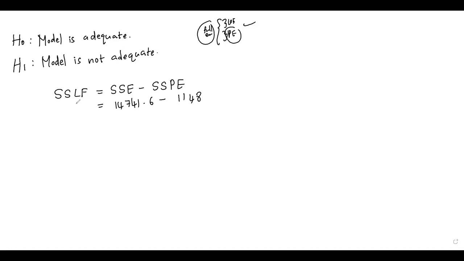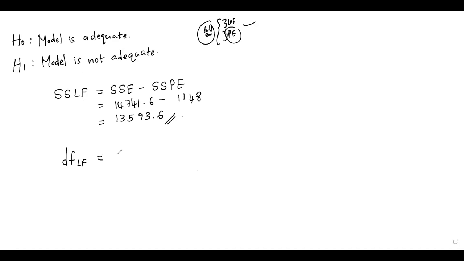-1148. As these are sums of squares, definitely it should be positive, right? So this will give us, just check my computations. I quickly computed this just before the lecture. Right, okay. And I want to know the degrees of freedom of this, the degrees of freedom of lack of fit. I want to know that.